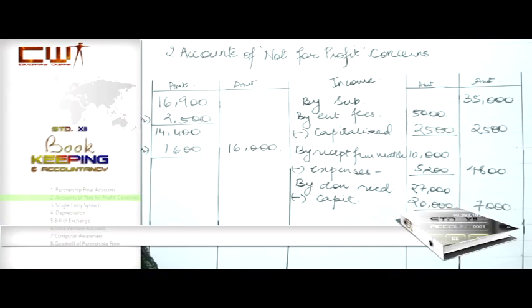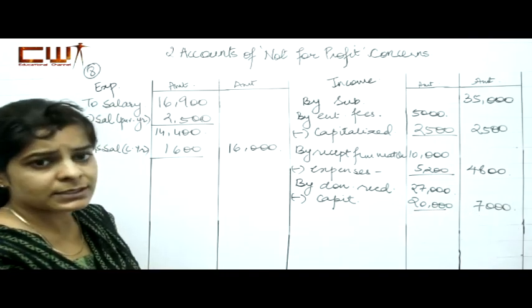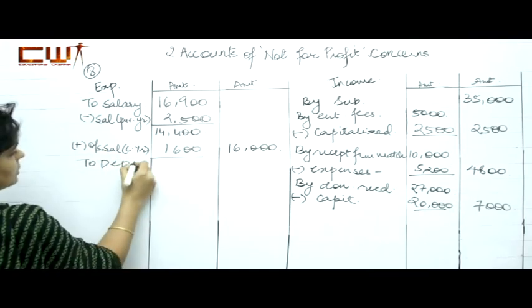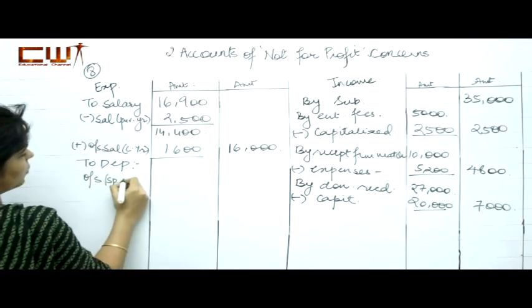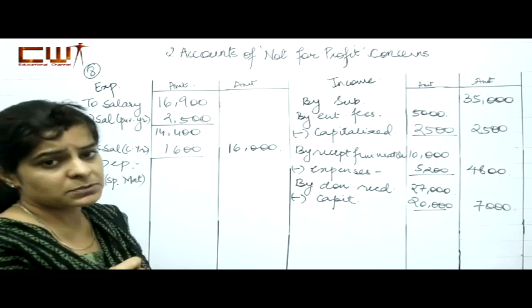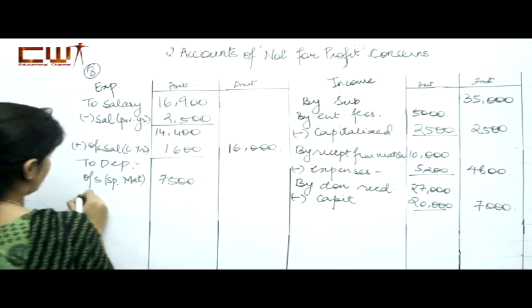Then you have the depreciation on the sports material. See, that is known as depreciation: opening stock plus purchases minus closing stock. So you write depreciation. How will you calculate? Opening stock of sports material. How much sports material is given to you? Sports material is given to you as 7,500, right?